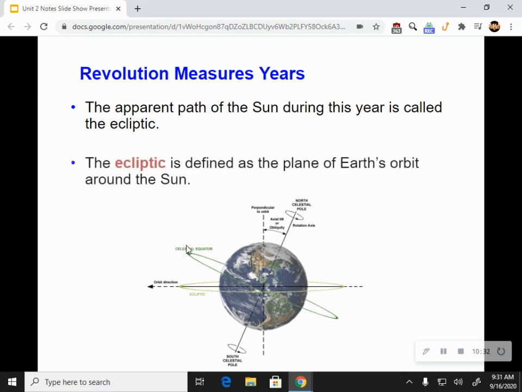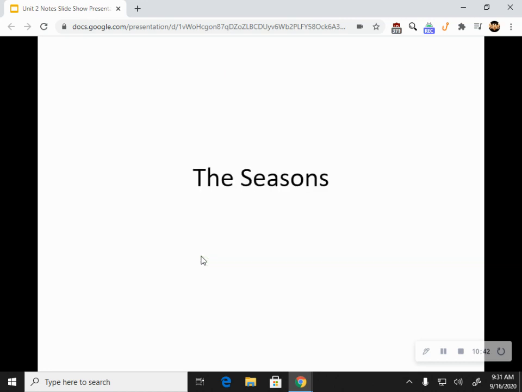So revolution is measured in years. We call one revolution or one orbit an ecliptic because of the path it takes.